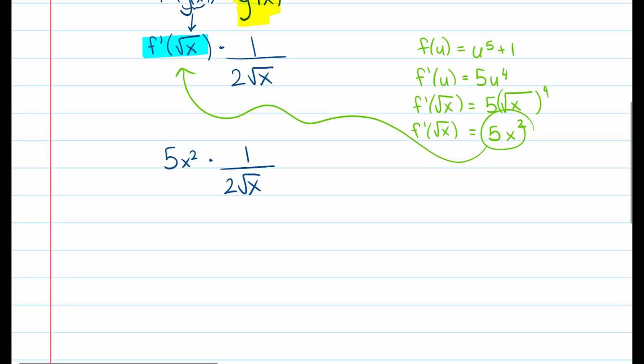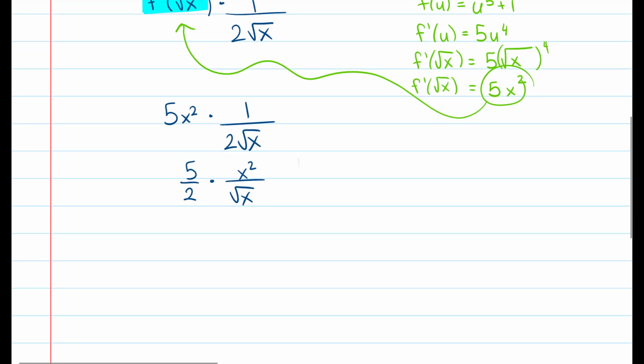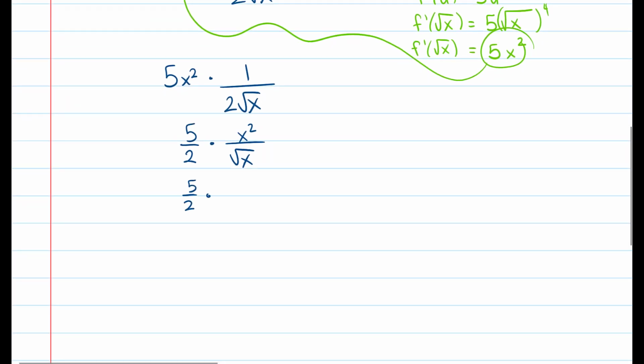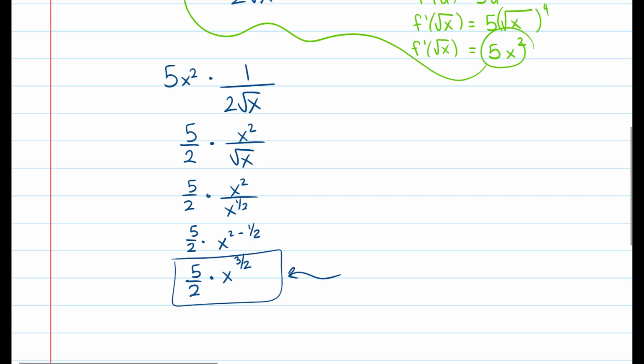So now I'm just going to move some stuff around, and I'm going to get 5 over 2 times x squared over the square root of x. And now we just got to use some fancy algebra. So this is 5 over 2 times x squared divided by x to the 1/2. And when you have two bases with different powers that are being divided, you just subtract. So you get 5/2 times x to the 2 minus 1/2. So I get 5 over 2 times x to the 3/2. And this is my derivative.